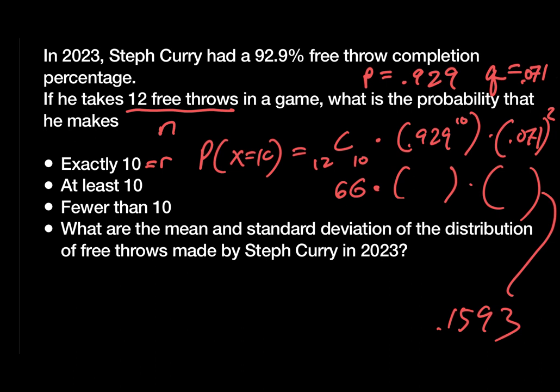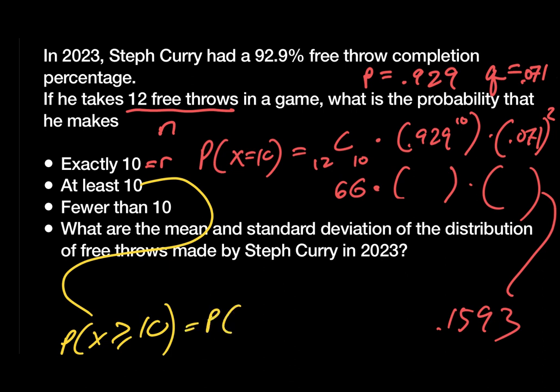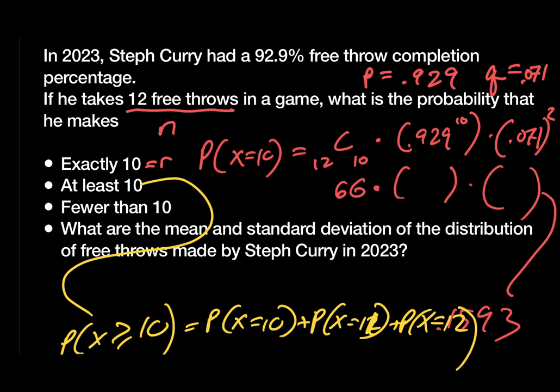Next step, how would we find the probability that he gets at least 10? So at least 10 means probability that x is greater than or equal to 10. That means I would have to find the probability that x equals 10 plus the probability that x equals 11 plus the probability that x equals 12. You would do it 3 times, then add them up.